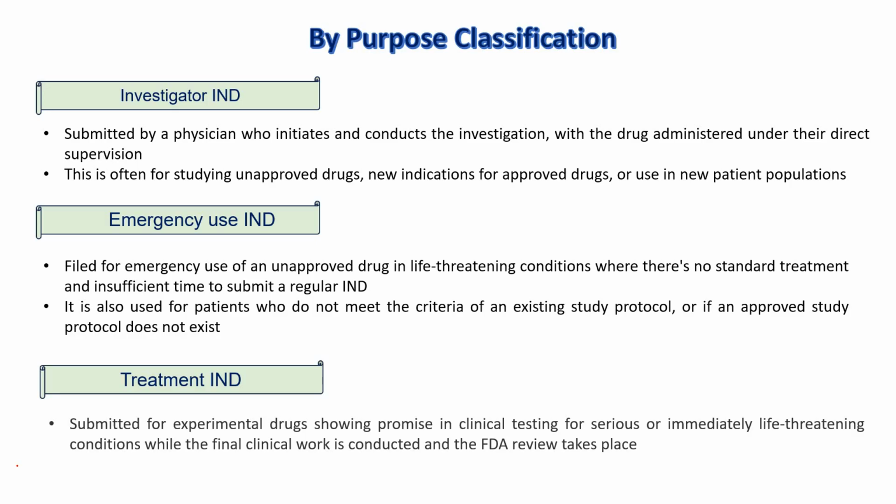So in case of the emergency use IND, for that unapproved drug, we have limited data, right? We have some preclinical data. We have limited data for that molecule, but now as there is a life-threatening condition, the physician will file the emergency use IND in order to give that drug product to the patient, to a single patient particularly. And in case of the treatment IND, we have some clinical data, right? We have some clinical studies data of the initial stages, and in the immediately life-threatening condition, we can leverage that data to give that drug product to the patient population.